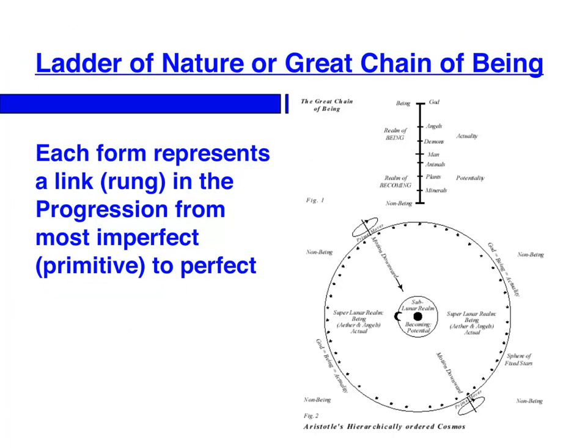So back in Aristotle's day, the way they used to think and the way they sort of used to organize things is known as the ladder of nature, or the great chain of being. Okay, and so the way this works is that each form represents a link or a rung in the progression from the most imperfect, which is the most primitive, to the most perfect. Okay, and so if you go look at the upper right corner, that's the great chain of being.